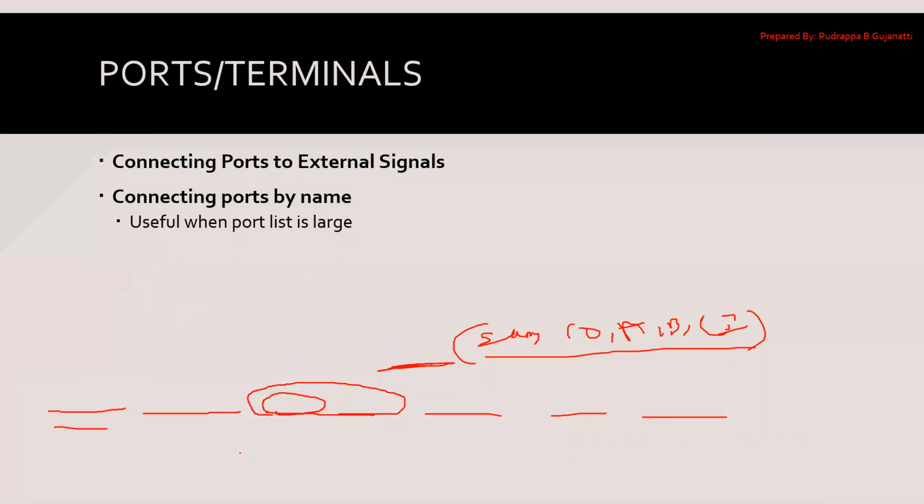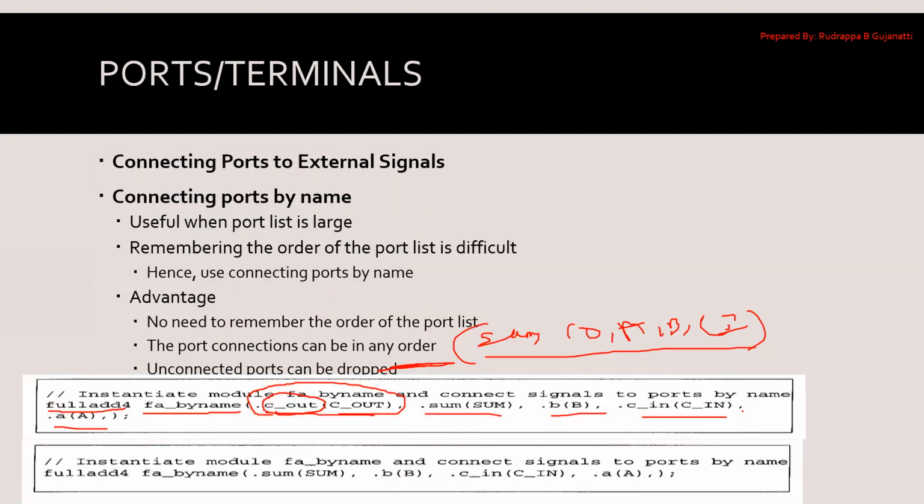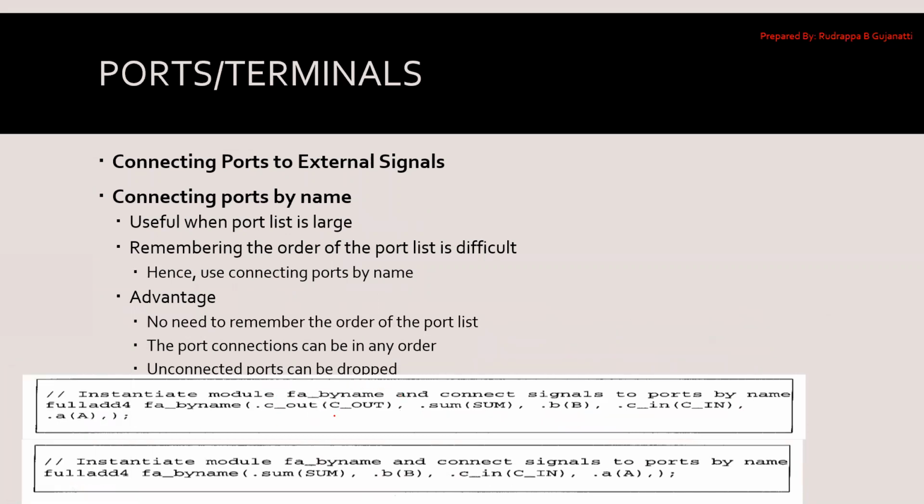Here you can see c underscore out. All are in lowercase. Sum is also lowercase, and A, B, and Cin. If I come back to this part, you can observe that this is the parameter you are actually passing, but it is related to c underscore out of this module. So this one goes and sits in c underscore out of the module full add 4.